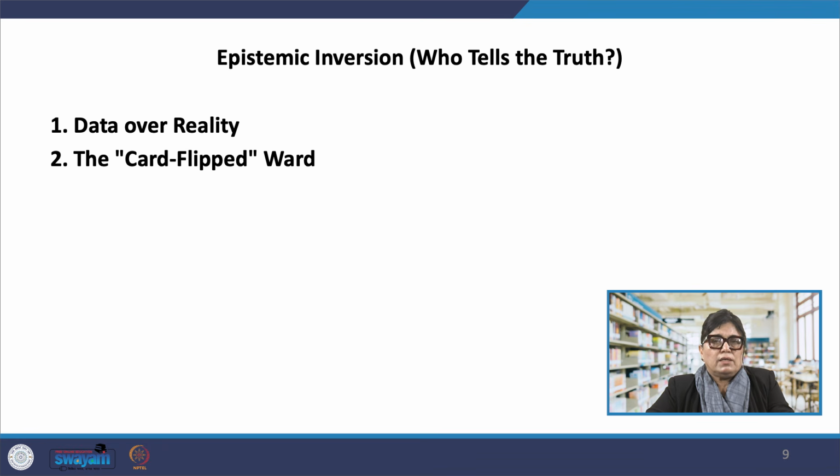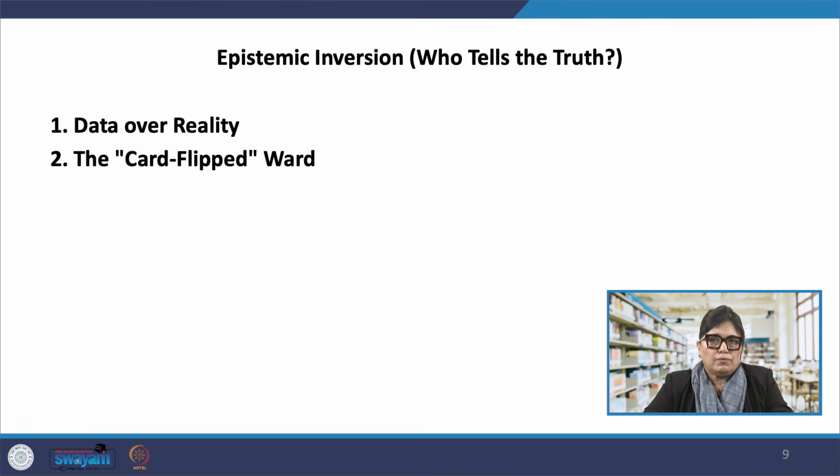The eye patient conflict takes this one step further by stripping authority away from both the patient and the doctor's physical senses. Data over reality. If a physician performs a manual exam and suspects an issue, but the computerized scan or lab report says otherwise, the digital data almost always wins.